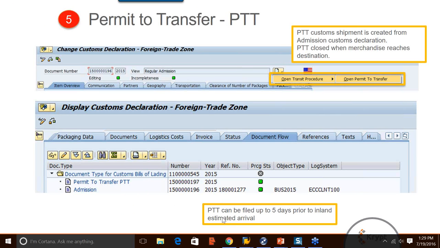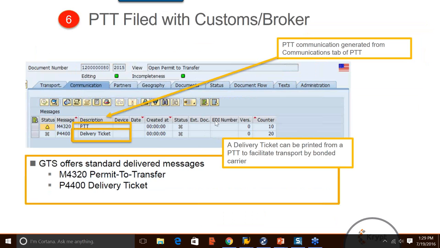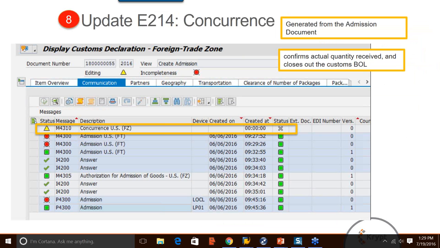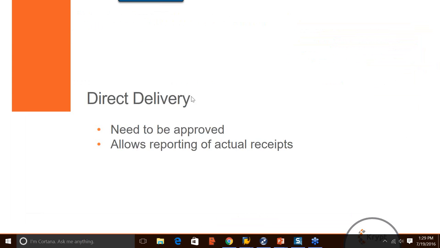Customs regulations say that the PTT can file approximately up to 5 days before the estimated arrival. And again, this PTT, permit to transfer, can be communicated with the customs authorities or your customs broker. Now that permit to transfer has been filed, we're able to post a goods receipt. And then after inspection of the goods receipt, we can file a concurrence. So again, this concurrence document is created.